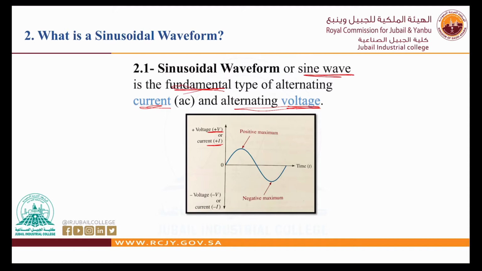Here is the positive side, as I told you. This is the positive side of the sine wave, and this is the maximum. This is the maximum point here. Now, for the negative side, this is the negative side of the sine wave, and this is the maximum negative side. Either it is voltage or current, we don't care at this time. It applies for the two.